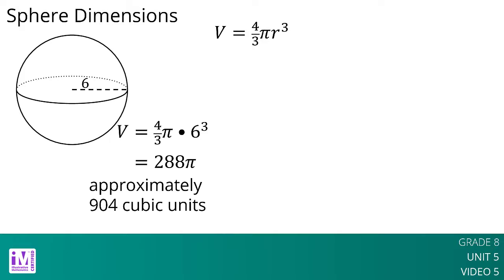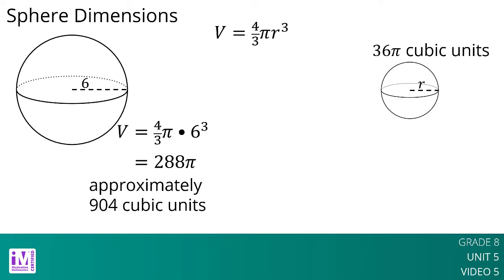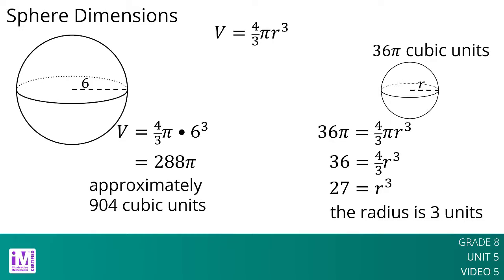We can also use the formula to find the radius of a sphere if we only know its volume. For example, if we know the volume of a sphere is 36 pi cubic units, but we don't know the radius, then this equation is true: 36 pi equals 4/3 times pi times r cubed. That means that r cubed equals 27, so the radius r has to be 3 units in order for both sides of the equation to have the same value.